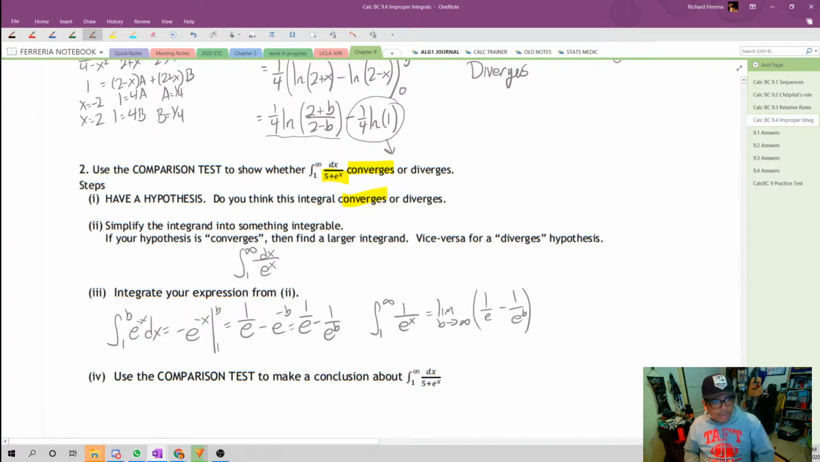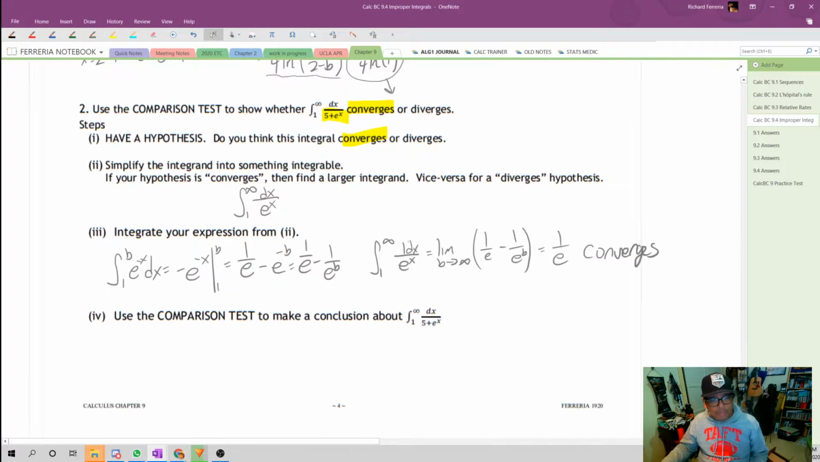So my infinite integral from 1 to infinity of 1 over e to the x dx is going to be equal to the limit as b approaches infinity of 1 over e minus 1 over e to the b, which is equal to 1 over e. So we're looking at a convergent integral. If our bigger function converges, what does that say about the smaller function? Well, it says that the smaller function has to converge as well.